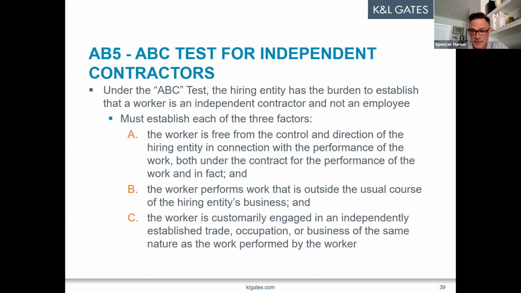The ABC test and AB 5 was done, frankly, in a way that a lot of the California industries were very unhappy with and didn't feel like they were taken into account in the process. And it was just a broad swath without looking at all these different industries. So as a result, and the impact on those industries.